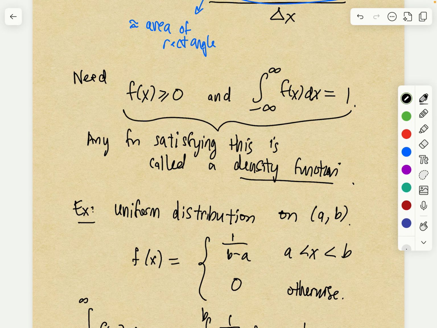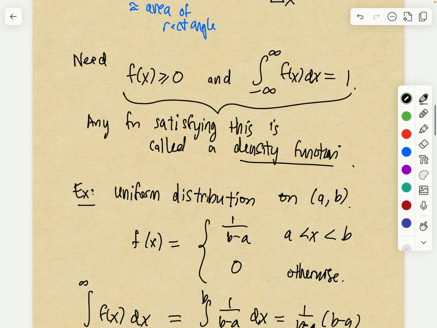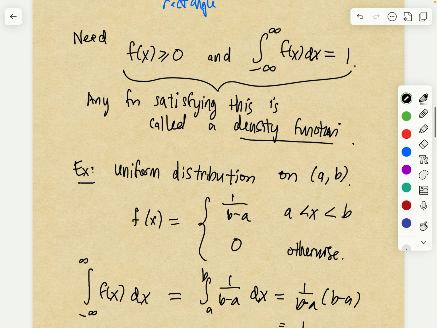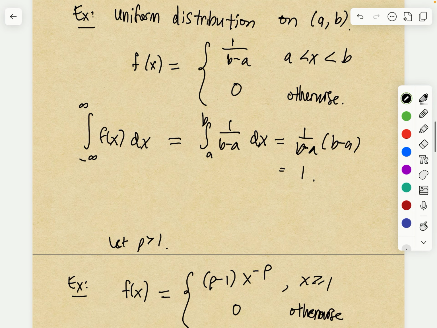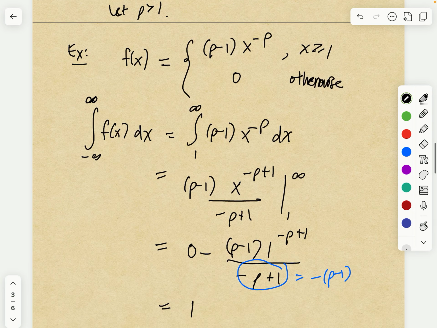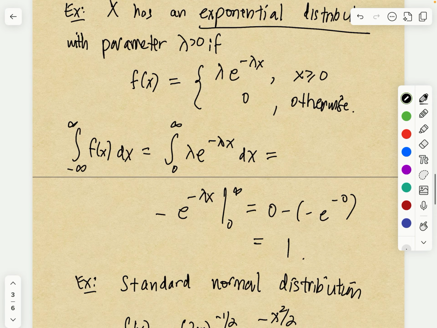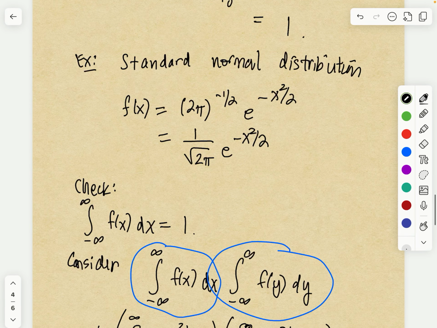And so when you have a density function, it needs to be non-negative, and the integral from minus infinity to infinity has to be 1. And any function that satisfies that is a density function. And then we did some examples. The uniform distribution, this distribution, the exponential distribution, and the standard normal distribution. We checked that the given density functions are in fact density functions.